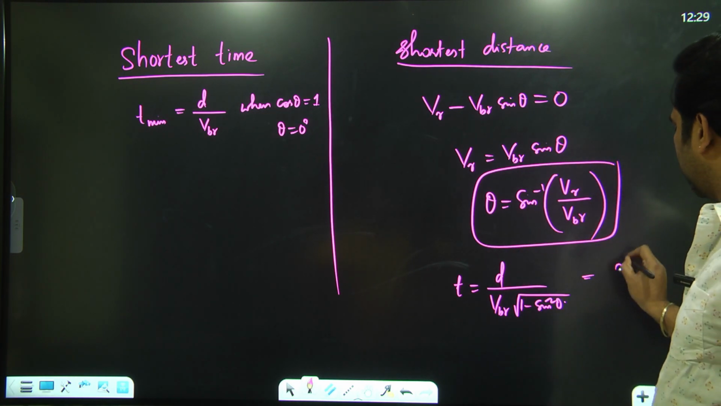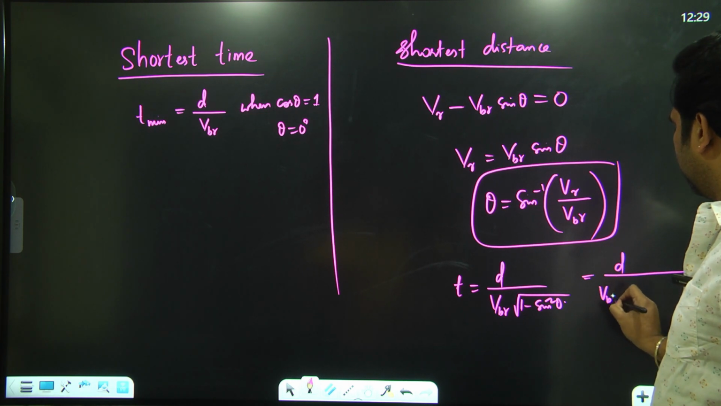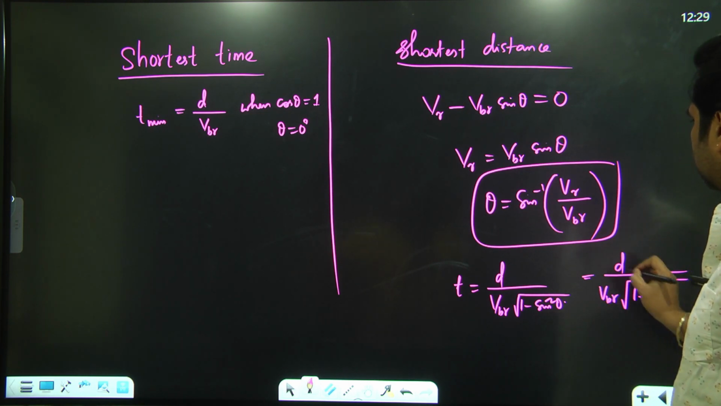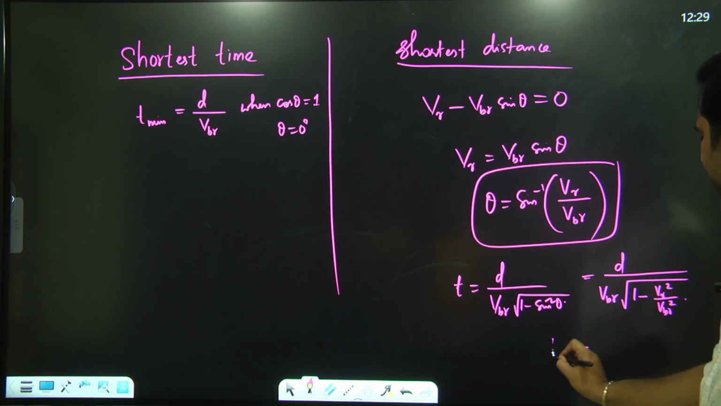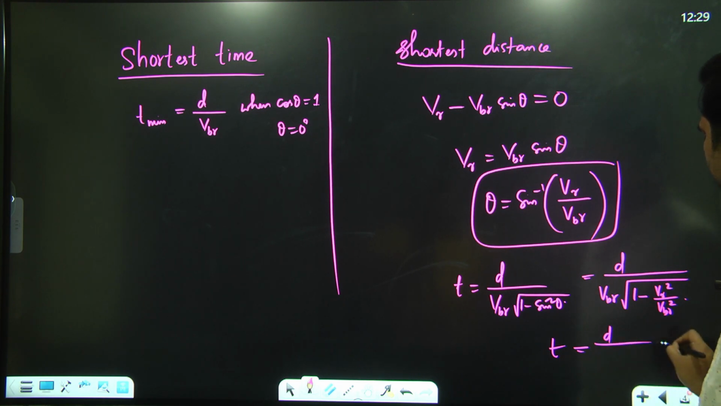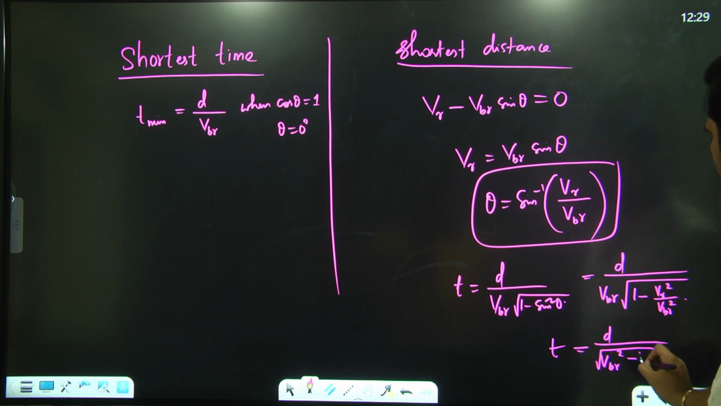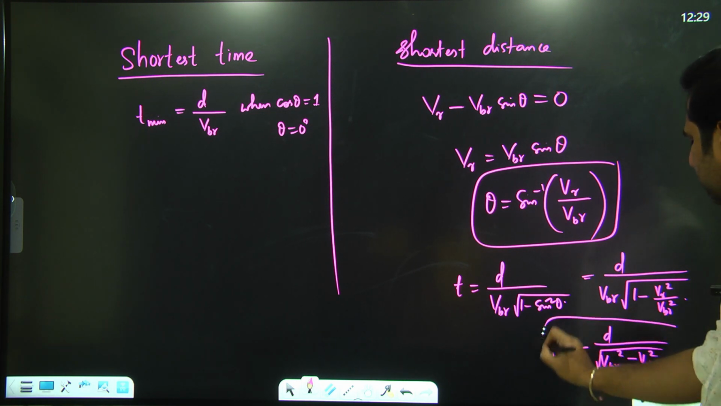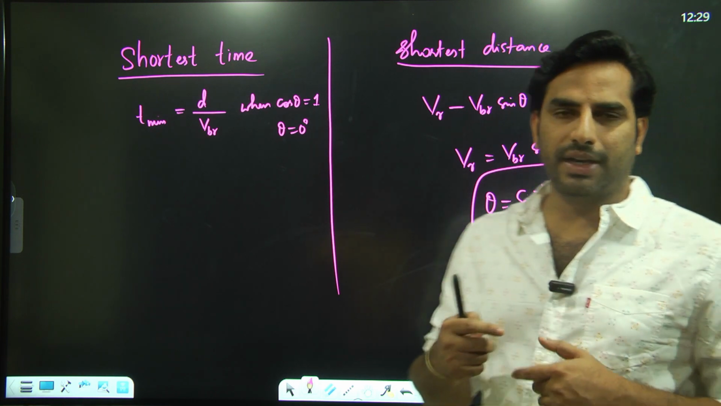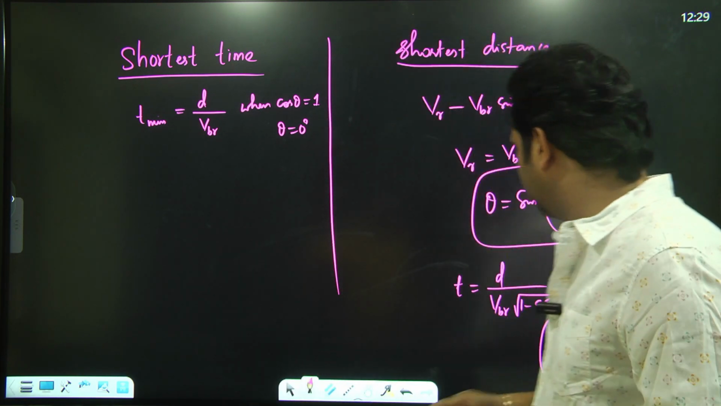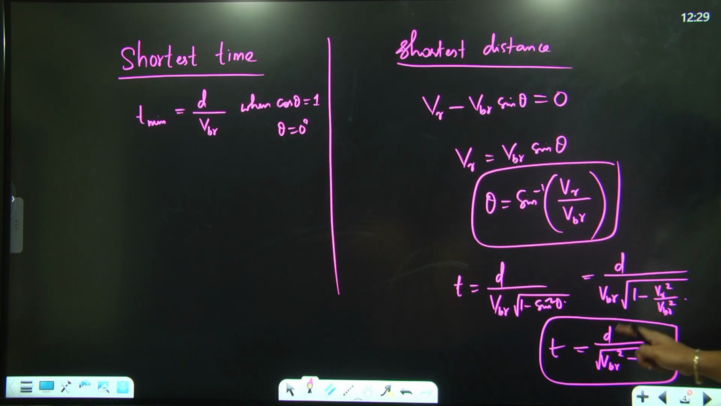So if you substitute this value, d by VBR into root of 1 minus sine square theta, that is VR square by VBR whole square. So the time would be d by root over VBR square minus VR square. This is the time. If the person has to cross the river by covering the shortest distance, he has to compromise on time. The time will be d by root over VBR square minus VR square.